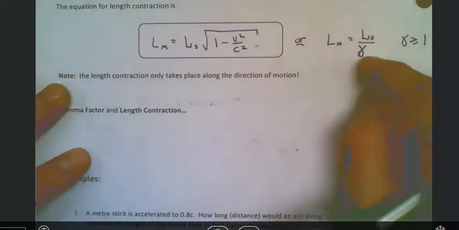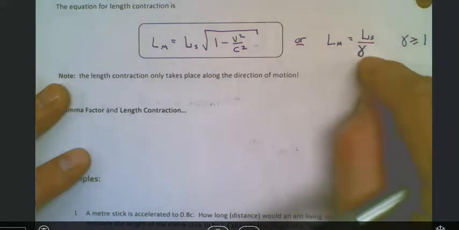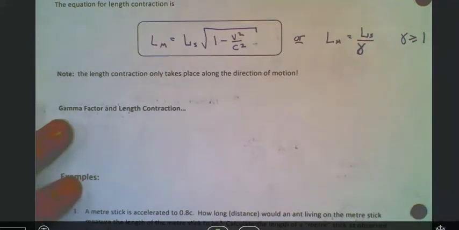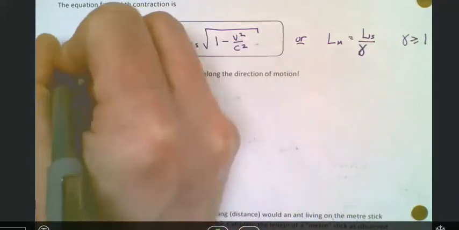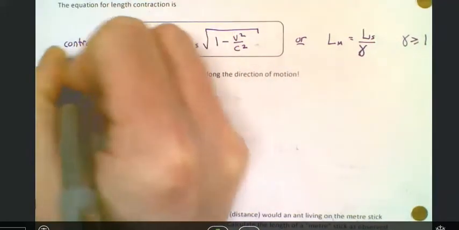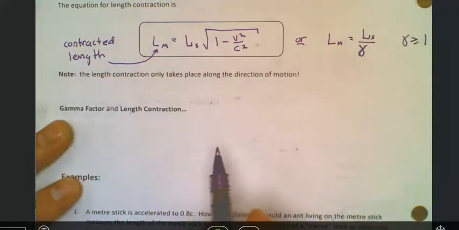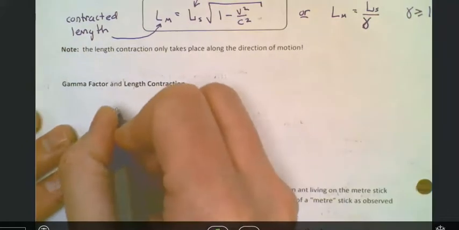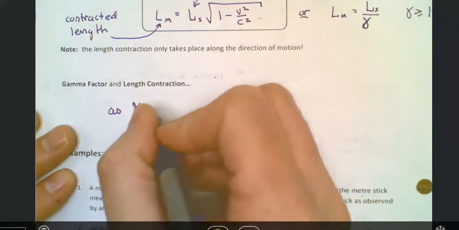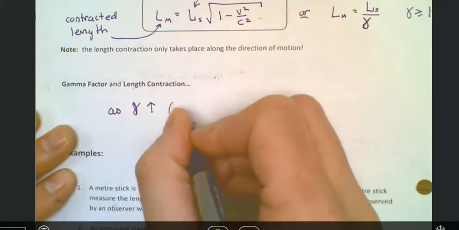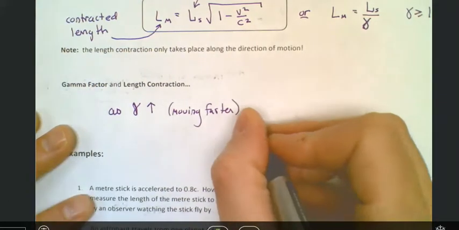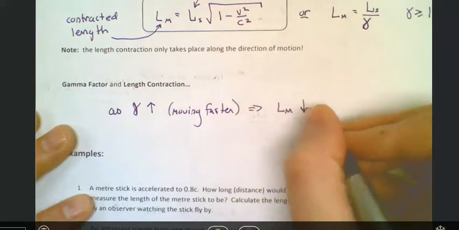Now, because of that, it means that you're always going to be dividing the proper length by some number. In some cases, it's just 1, and the two lengths are the same if you're stationary with it. This is what we call the contracted length. And it's the contracted length because it's going to be smaller than the proper length. So basically, as gamma increases, meaning we're going faster, this implies that the length will get shorter.